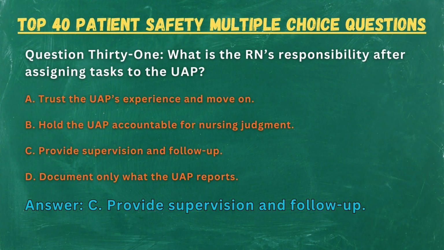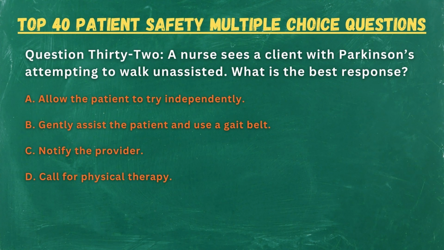Answer: C. Provide supervision and follow-up. Question 32. A nurse sees a client with Parkinson's attempting to walk unassisted. What is the best response? A. Allow the patient to try independently. B. Gently assist the patient and use a gait belt. C. Notify the provider. D. Call for physical therapy.